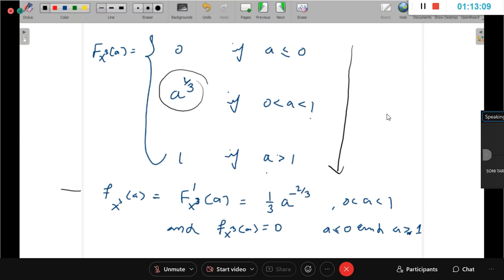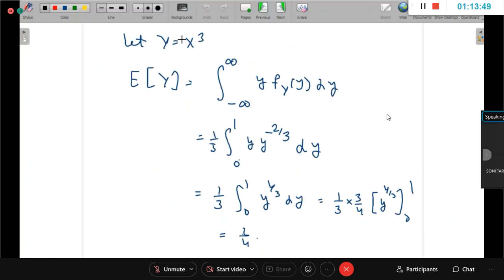The PDF can be identified by taking the derivative over the interval 0 to 1. As you know how to differentiate, that is 1/3 times a to the power minus 2/3, and otherwise it is 0. You can verify that this is a PDF: it is non-negative and it satisfies the normality condition. Now you have the density function for the random variable x cube.